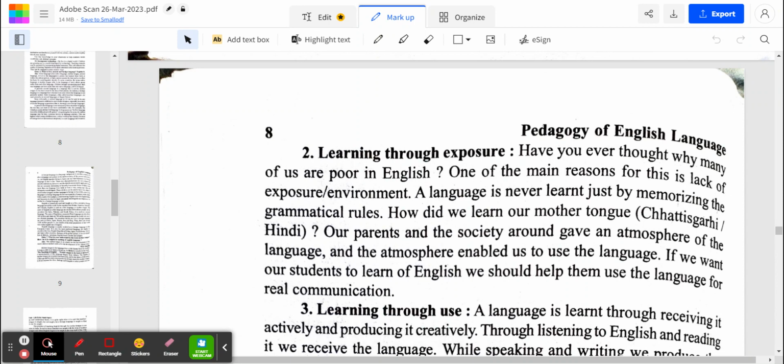Learning through exposure. Have you ever thought why many of us are poor in English? One of the main reasons for this is a lack of exposure and involvement. A language is never learned just by memorizing the grammatical rules. How did we learn our mother tongue, Chhattisgarhi or Hindi? Our parents and society around gave us an important environment, the atmosphere of the language, and the atmosphere enabled us to use the language. If we want our students to learn English, we should help them use the language for real communication.